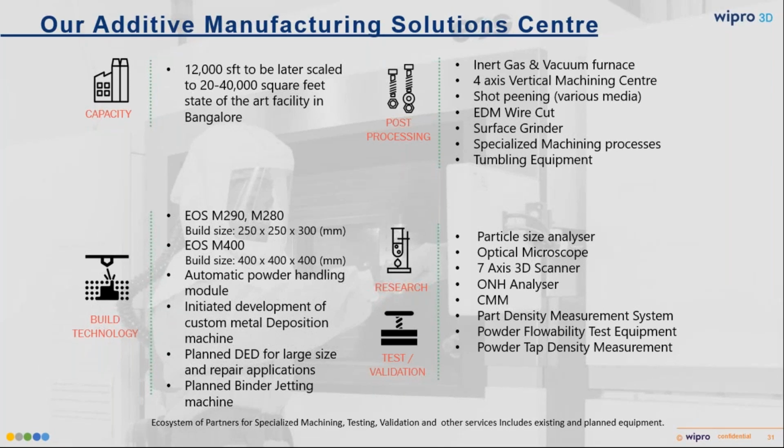And for our testing of the powders and the parts, we have the particle size analyzer, microscopy, ONH analyzer, which is essential because when you're working with materials like titanium and aluminum, which have a very strong affinity for oxygen, it's important that these oxygen values are kept to a minimum during processing, because if they get introduced in the part, they can form oxides and compounds which will lead to premature failure of the part.